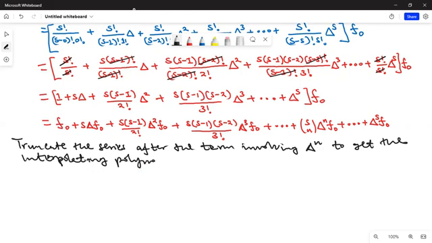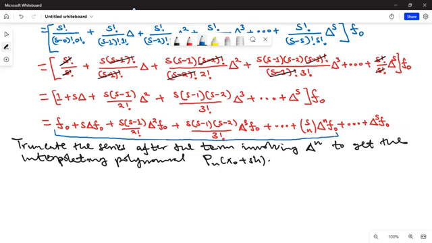Interpolating polynomial Pn of x naught plus sh. So that means I'm going to consider only the terms from the first term all the way up to this term. Those are the terms I'm going to consider. Consider all the way up to this term. So that's what will give us our interpolating polynomial. You see, we have truncated this. So from here onwards, you truncate.